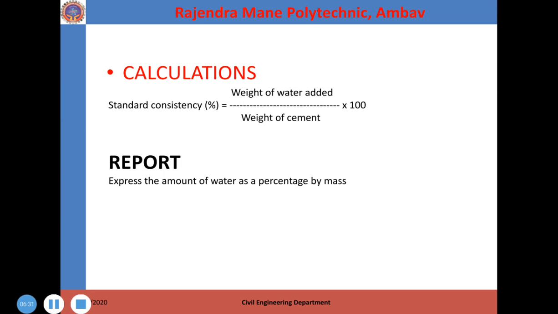Then the calculation. Standard consistency in percentage is equal to the weight of water added divided by the weight of cement, multiplied by 100. This value of consistency is expressed as a percentage by mass of water.